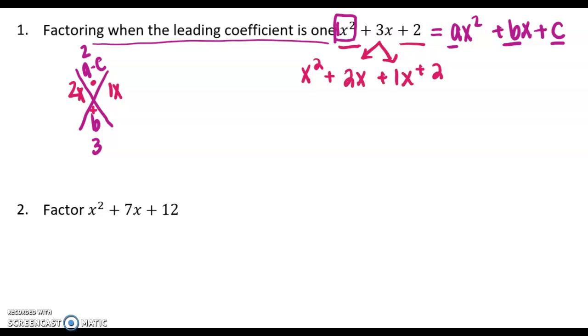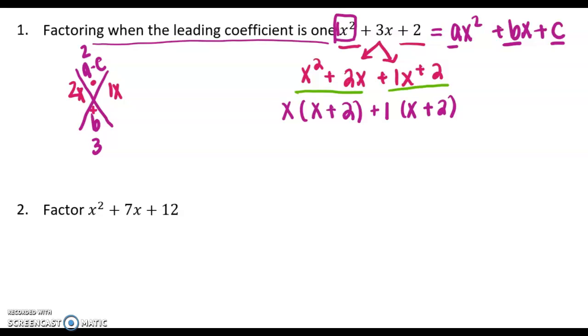Okay, now we're going to do factor by grouping. So we're going to group these two things together, and then we're going to group these two things together. So what do x squared and 2x have in common? X, so we're going to factor out the x. And then what do x and 2 have in common? Nothing, so we're going to have to factor out a 1 as a placeholder there.